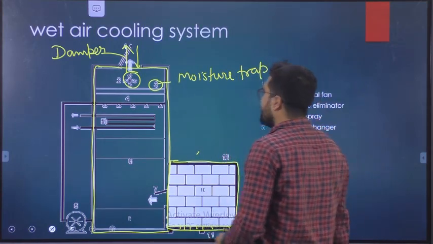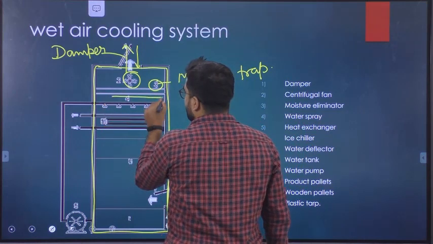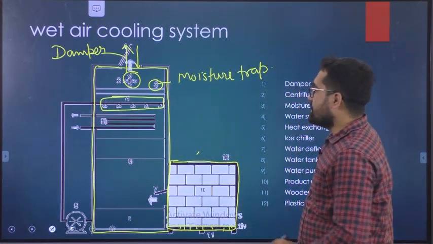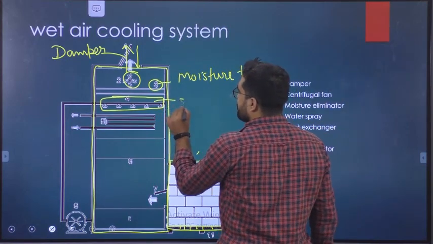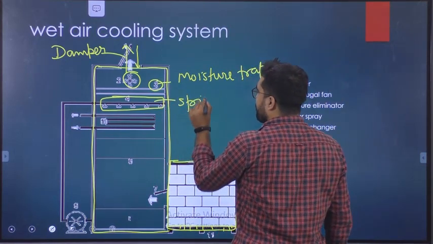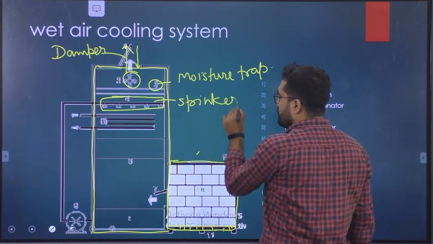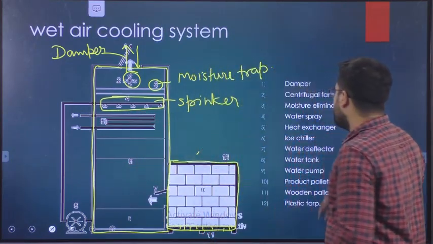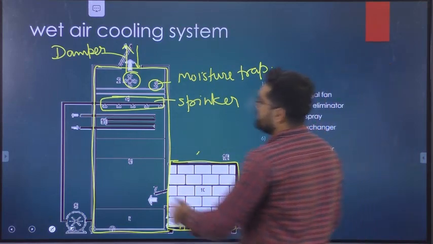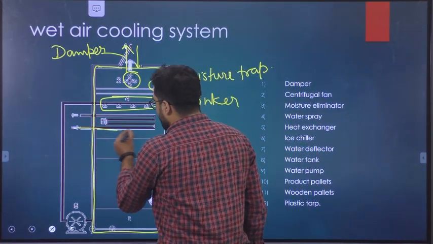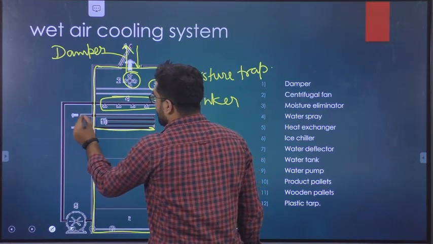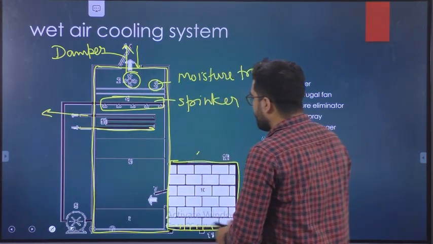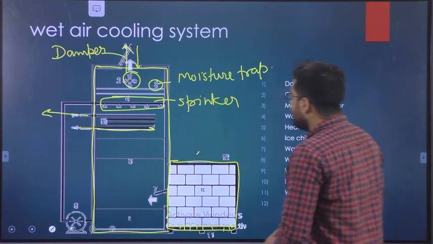Then after that we are having water sprinklers. Okay, these are the water sprinklers which cool the air inside this chamber. Okay. So water sprinklers, then comes the heat exchanger. This is where our air was entering, and this is where our cold air is outlet. Okay. So this is what is happening inside it. Then again we are having ice chiller.